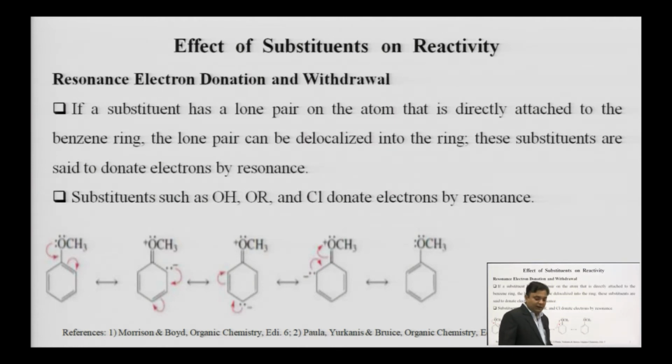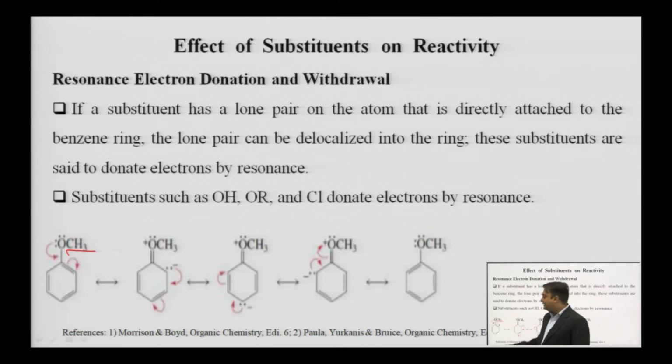How delocalization or electron donation by the +R group will take place, as you can see in the reaction. There is a methoxy group, which has a +R effect, meaning it can donate electrons. The atom directly attached to the benzene ring is oxygen, and oxygen has two lone pairs of electrons. So we can clearly say that OCH3 has a +R effect.